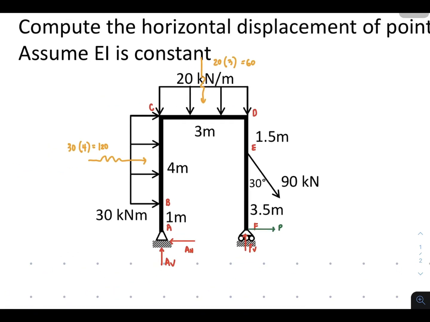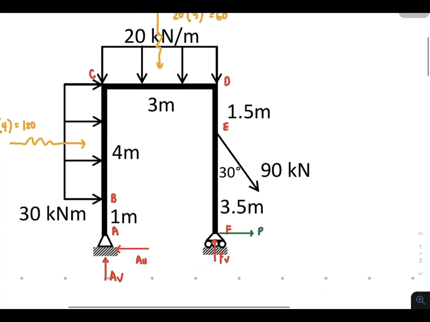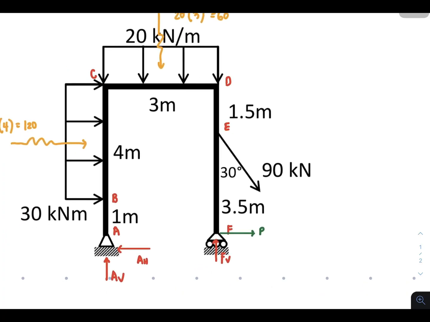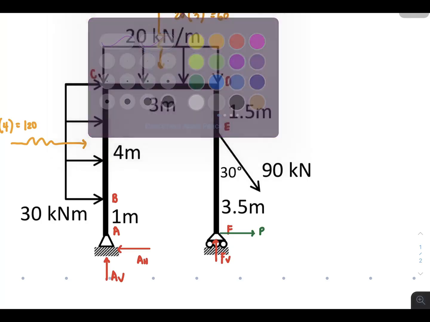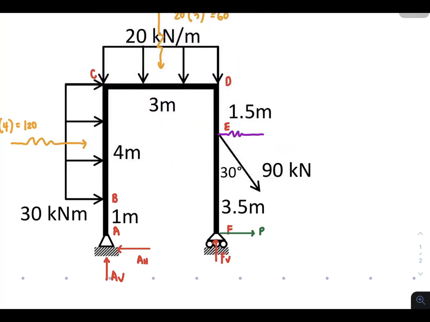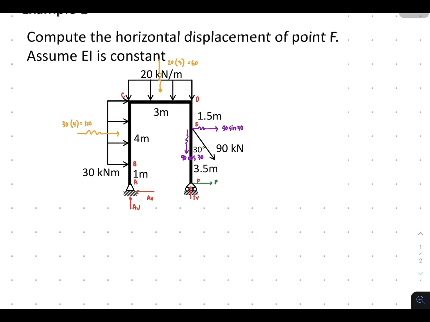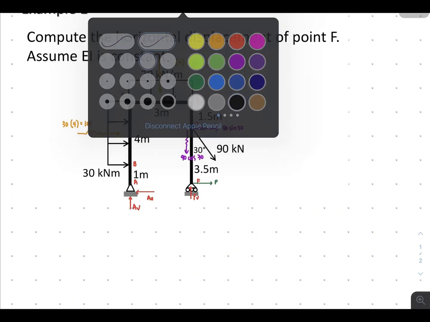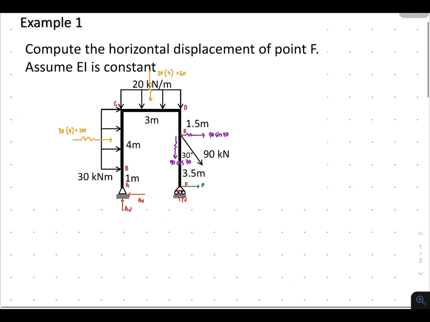Also, we have an inclined force that we need to get its components. So let's get its components. We have here 90 sine of 30, and we have this downward to be 90 cosine of 30.